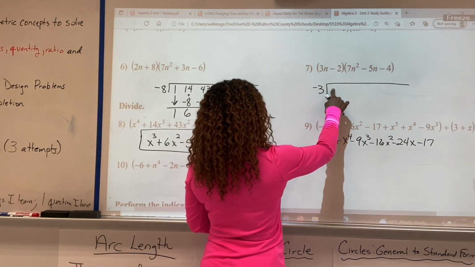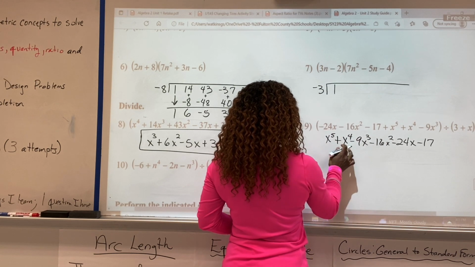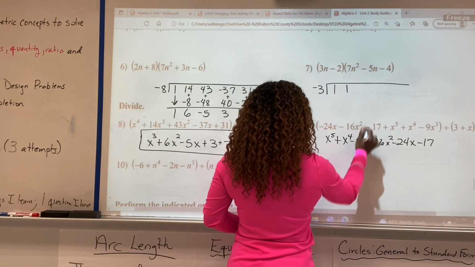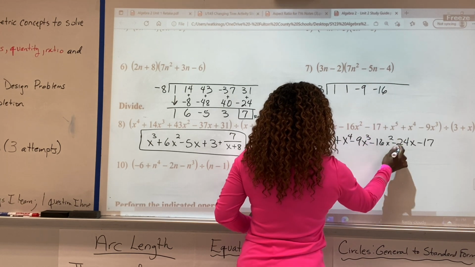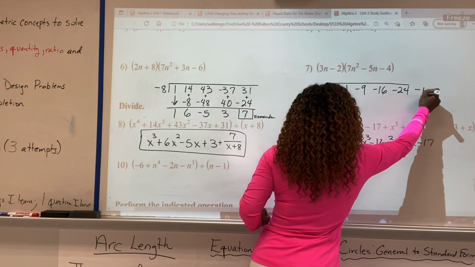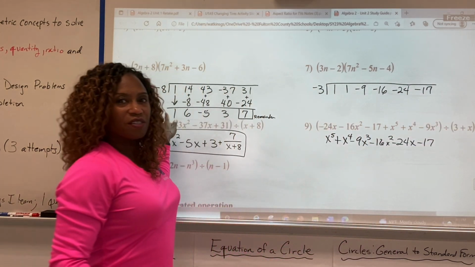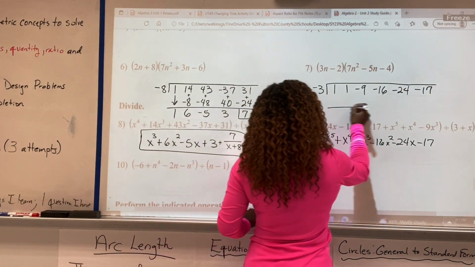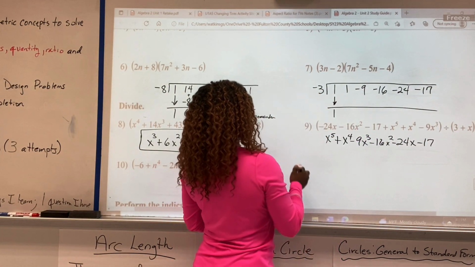Now I can go ahead and pull the coefficients off. So the first coefficient is 1. The next one is 1. This one is negative 9, negative 16, negative 24, and negative 17. Okay, let's follow the same process. First thing I'm going to do is just bring this one down and then start multiplying by negative 3.